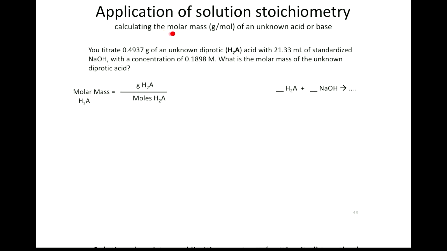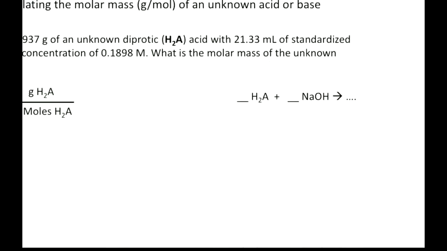Again, it's a molar mass one, but the difference is it's the same exact information. The only thing I changed is instead of neutralizing a monoprotic acid, instead let's neutralize a diprotic acid. So it's the same numbers here. We have an unknown diprotic acid that we neutralize with sodium hydroxide. What's the molar mass? So the idea here is I have the half neutralization reaction over here.